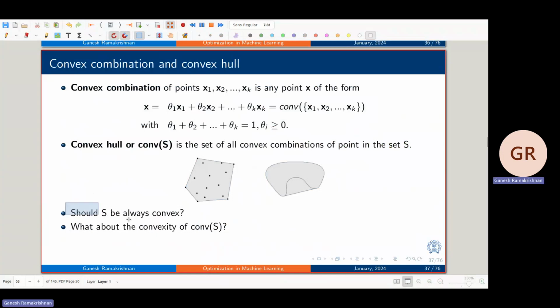So should S be always convex to define a convex hull? Is it necessary for S to be convex? No, right? What are the convexity of the convex hull? It will always be convex.